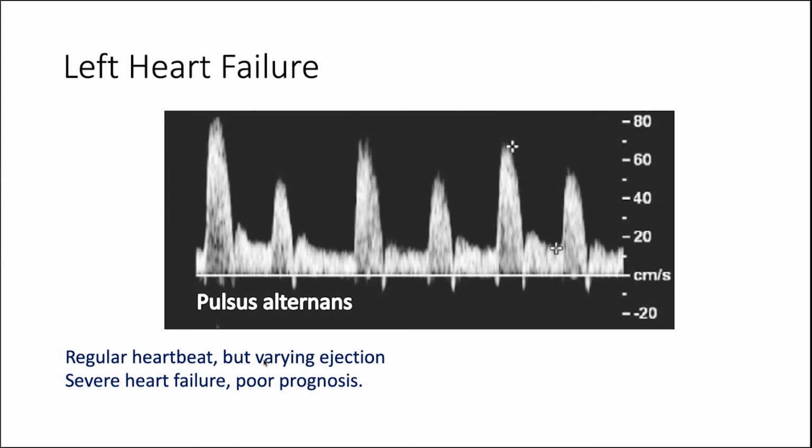In these patients, the heart rhythm is regular, but the ejection varies. In this particular patient, the ejection seems to vary on a regular basis. Sometimes it may be a little different than this. Clinicians can sometimes identify this if they have very sensitive fingertips and can feel the variation in the peripheral pulse with the different heartbeats despite a regular rhythm. Generally, this pattern of flow has a very poor prognosis.